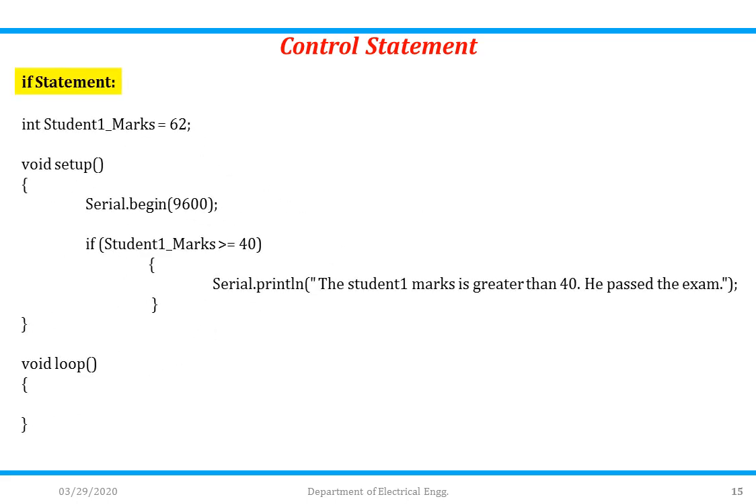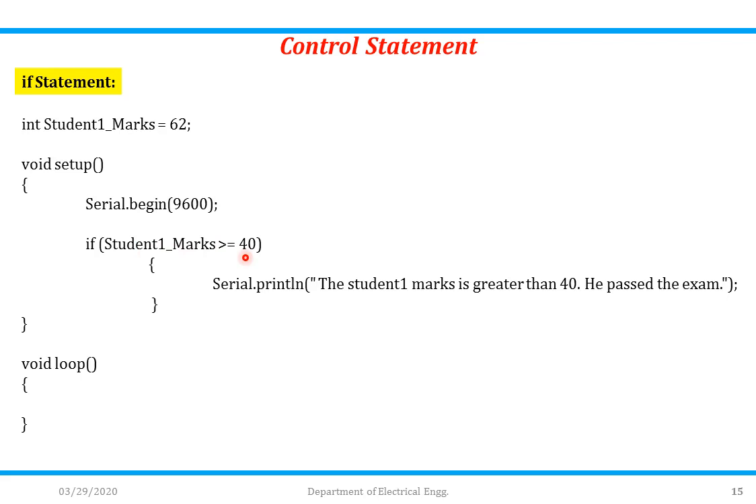Let's take an example for this. I have taken int student1_marks equal to 62. Student1_marks is a variable of data type integer in which the mark placed is 62. Next, in the void setup function I have written Serial.begin(9600). We know why this is written, for serial communication. Now here I have taken a condition: if the marks of the student are greater than or equal to 40, then the student will pass.